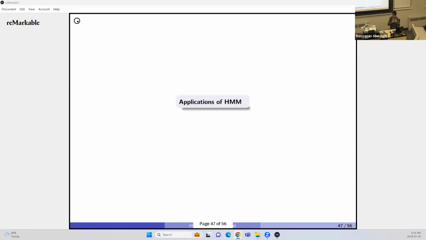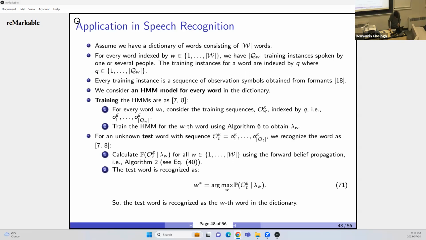And now, applications of HMM. We talked about training HMM, evaluation in HMM, and estimation in HMM. Now, applications of HMM. Assume we have, I think this answers your question now. I'm talking about at least two applications of HMM.